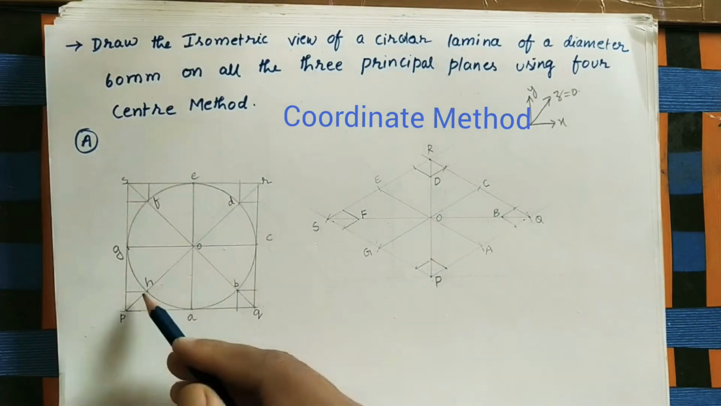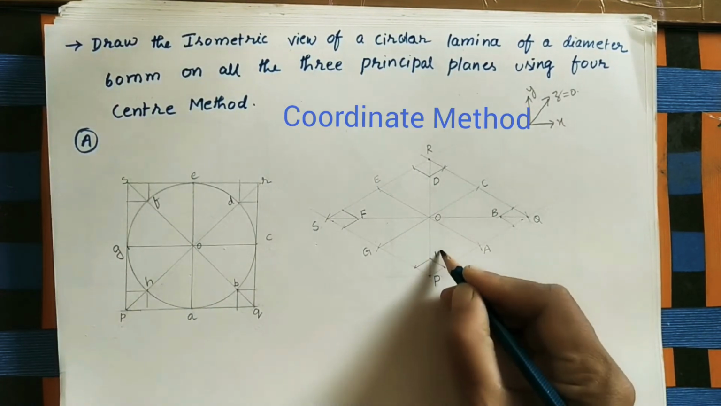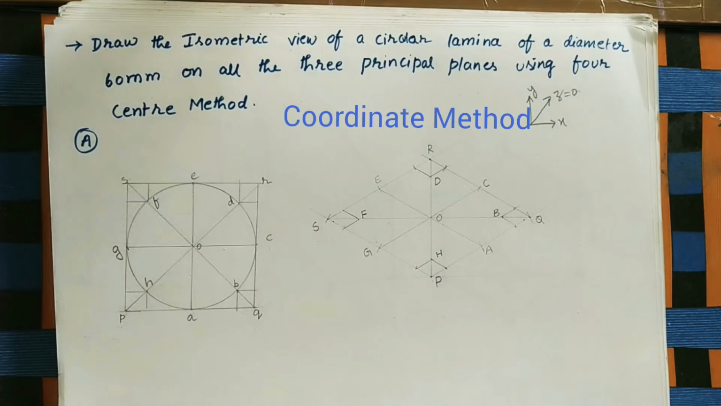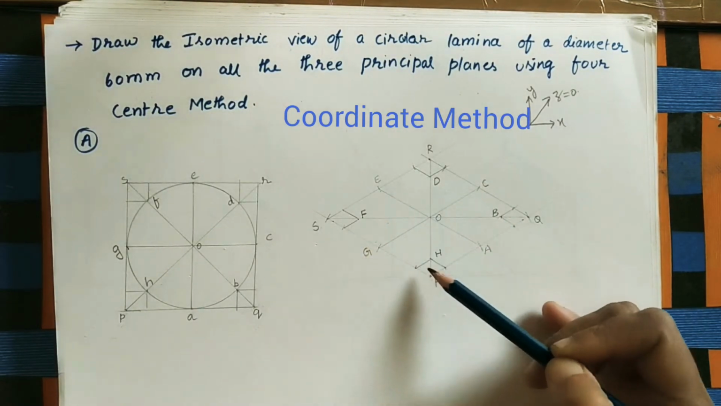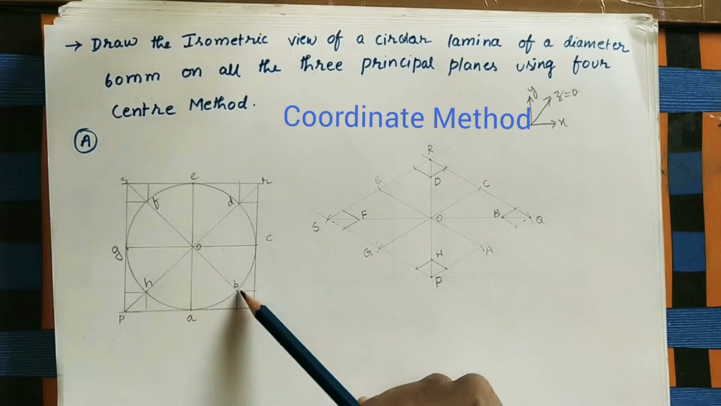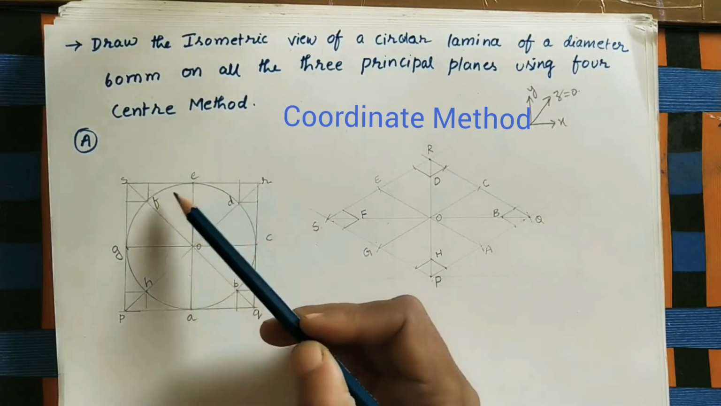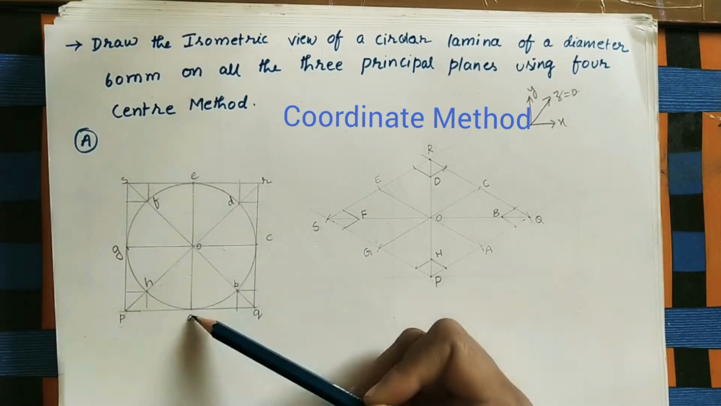Now this intersection point is P, it is H. So all the small squares are coming like rhombus at all the corners. After getting these points, draw one circle which is passing through all these points A, B, C, D, E, F, G, H and A.